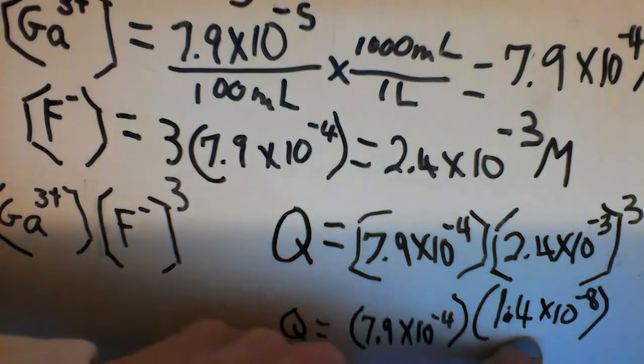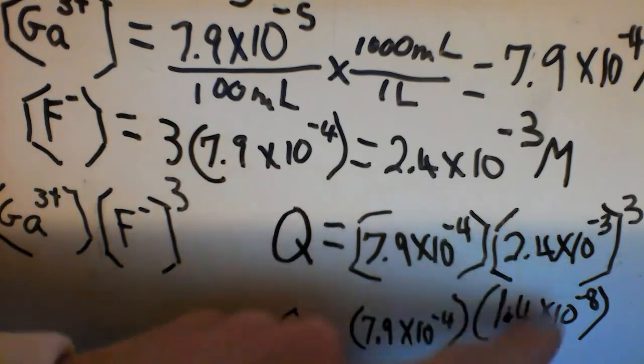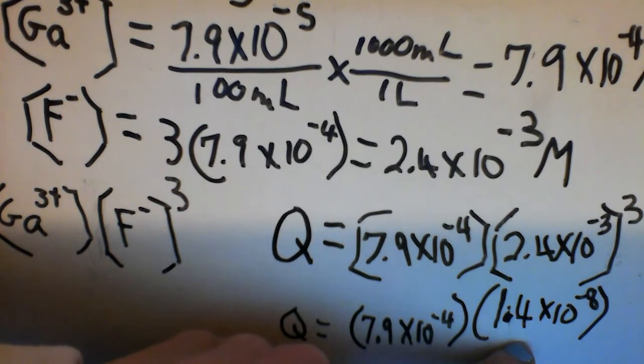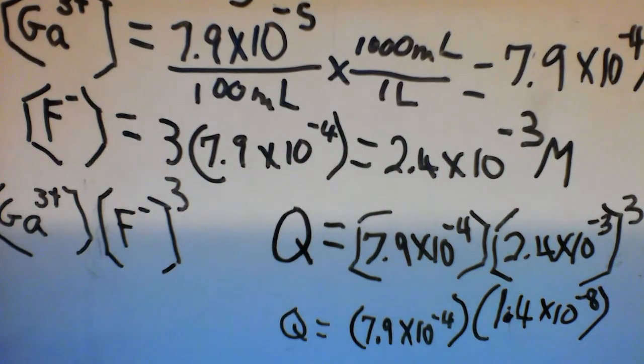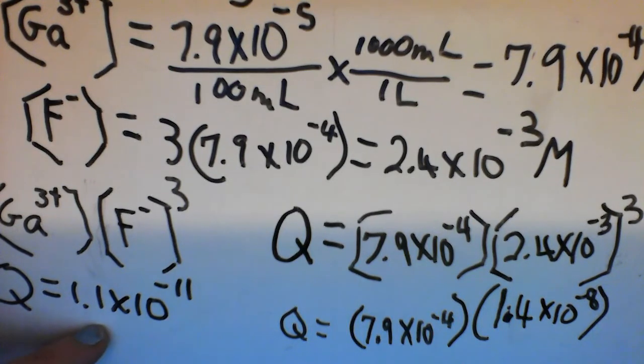First thing I do is cube the fluorine concentration, and I get 1.4 times 10 to the negative eighth, and then we're going to multiply these two. It turns out that the ion product is 1.1 times 10 to the negative 11th.